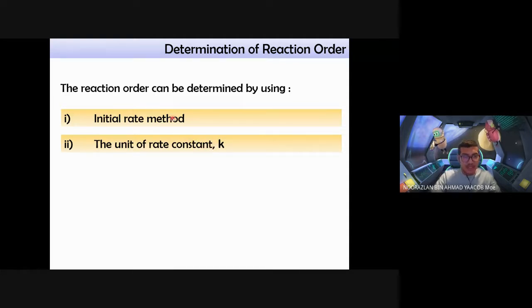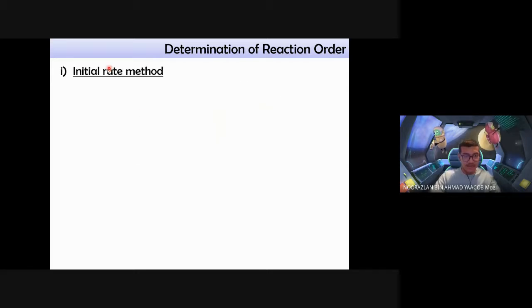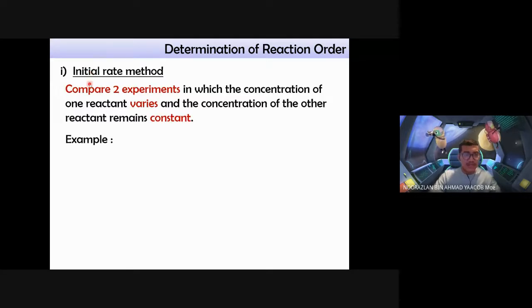So now let's focus on this initial rate method first. Let's see how we can determine the order of reaction using this. Okay, so initial rate method. In this method, kita akan compare dua experiments in which the concentration of one reactant varies and the concentration of other reactant remains constant. Maksudnya kita akan ada data yang banyak, so kita akan buat simultaneous equation. We will be using simultaneous equation di mana salah satu daripada reactant itu concentration dia kekal sama dan satu lagi kita ubah. And that way kita boleh buat simultaneous equation menggunakan elimination method.